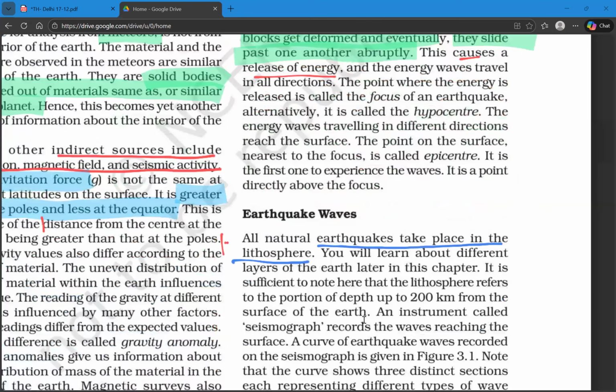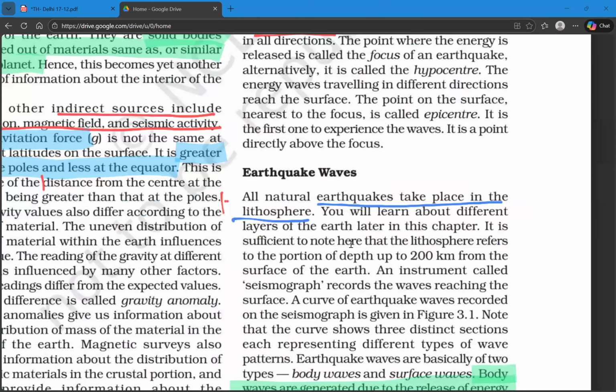All natural earthquakes take place in lithosphere. Where do the natural earthquakes take place? Lithosphere. It is sufficient to note that here the lithosphere refers to a portion of depth up to 200 kilometers from the surface of the earth. So, what is the depth of lithosphere? That is 200 kilometers from the surface of the earth.